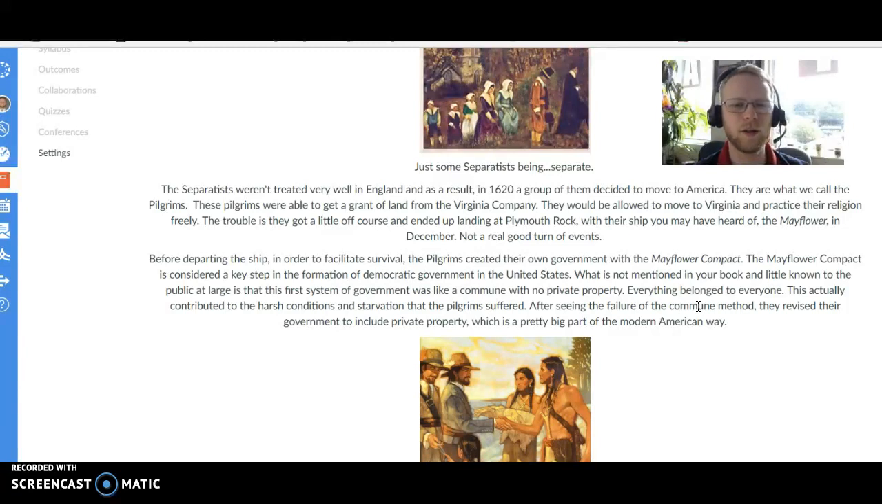They wouldn't have survived if not for the help of Samoset and Squanto, the two natives that taught them how to hunt and helped them build some wigwams and things like that to help them survive the winter. I think they say half the people died that first winter. It's said that after that epic failure, they converted to a private property system, which is much more akin to the standard we use here in the United States today.